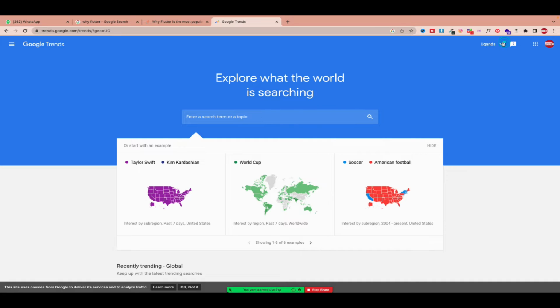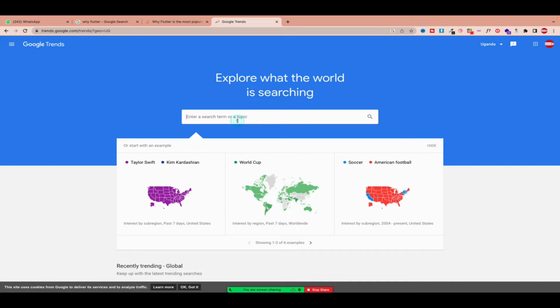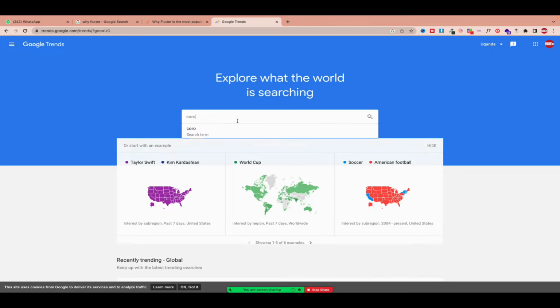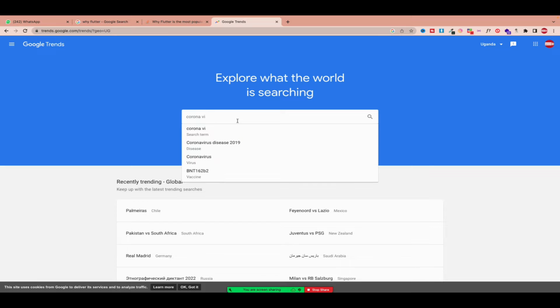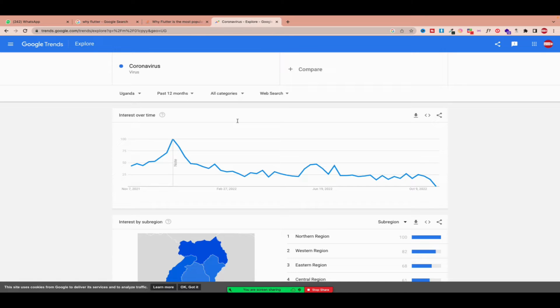You can see here, my current country is Uganda. So let us search, for example, about coronavirus. I want to show you just how Google Trends works. All this is part of practicals. Don't say this is irrelevant. No, it's all part of practicals, and how we can get this kind of information to succeed in the real world, because after your graduation you're going to face the real world.